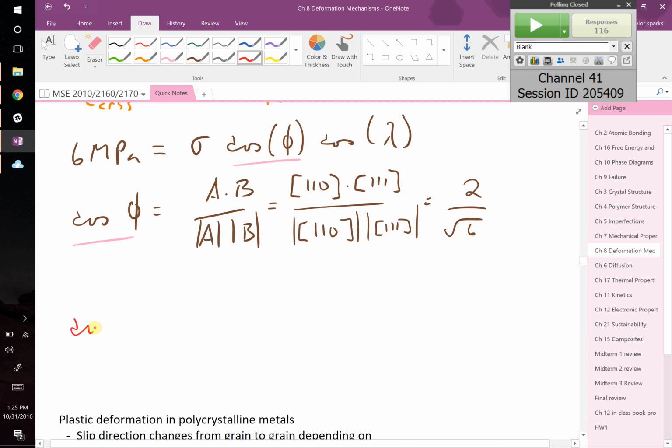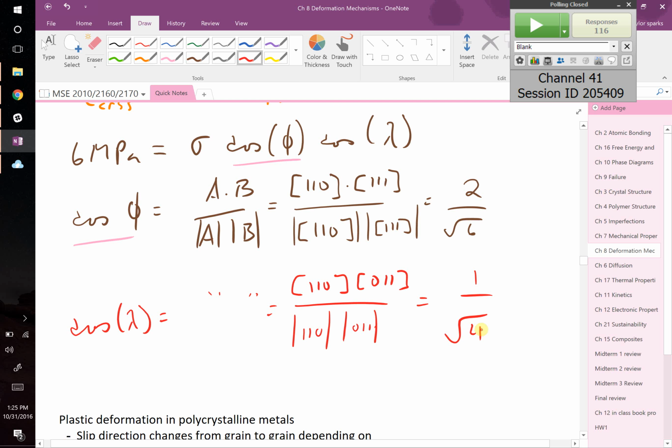So let's do the next one, cosine of lambda. Same equation, but this time it's going to be between 110 and 011. So we're taking the length of the 1, 1, 0 vector times the length of the 0, 1, 1 vector. When I do that, I get 1 over square root of 4. So plugging in, I solve for stress should be equal to 14.7 megapascals. Okay, any questions on how we did this? Any confusion at all there?